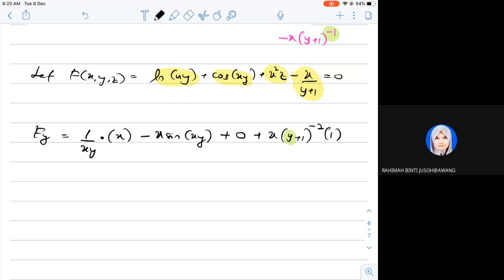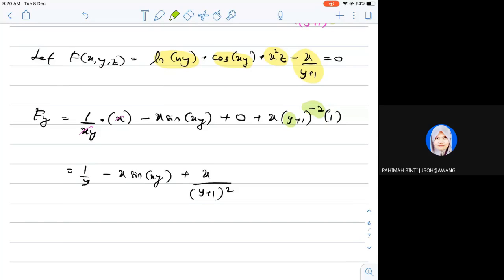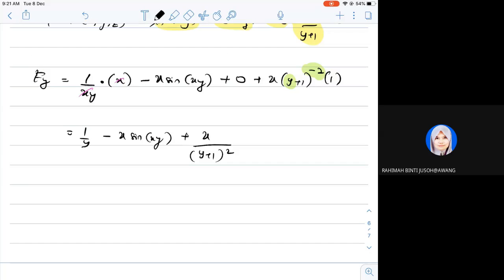Okay, so now bila saya simplifikan Fy ni, okay, yang ni kita boleh cancel. So we will have 1 over Y minus X sin XY. And then plus X over Y plus 1 squared. Saya buat turun bawah negatif 2 ni. Jadi macam ni lah. Okay, faham tak step ni? Untuk dapatkan Fy, boleh. Okay, good. So next we need to find Fz.